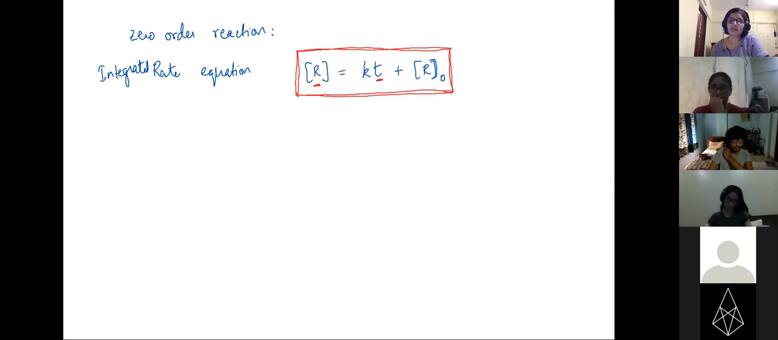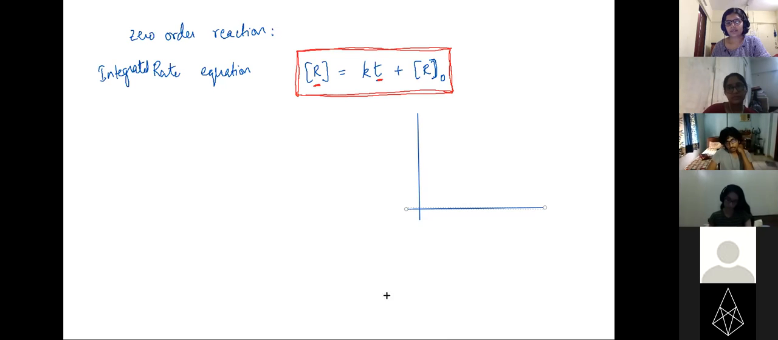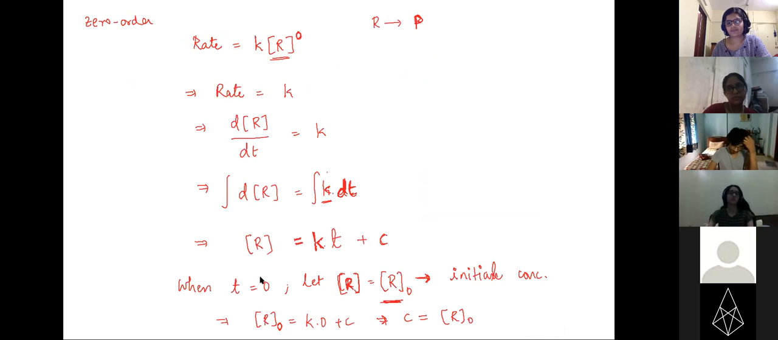So if I were to draw a graph between concentration and time, how are they going to vary with each other? What sort of graph will I get? It's directly proportional, so it will be a linear graph. It's like an mx plus c thing. No? Hang on. I have made a mistake here. Can anyone figure out what that mistake is?